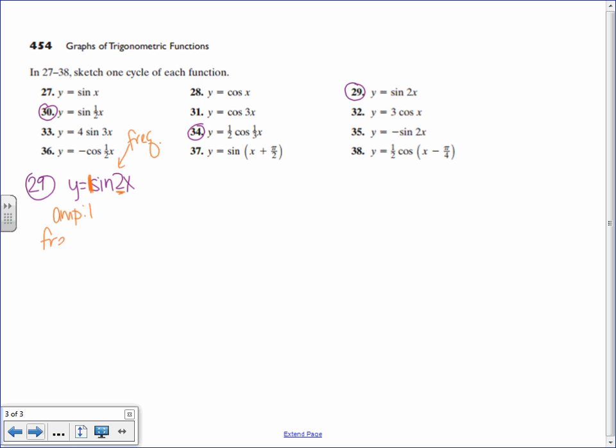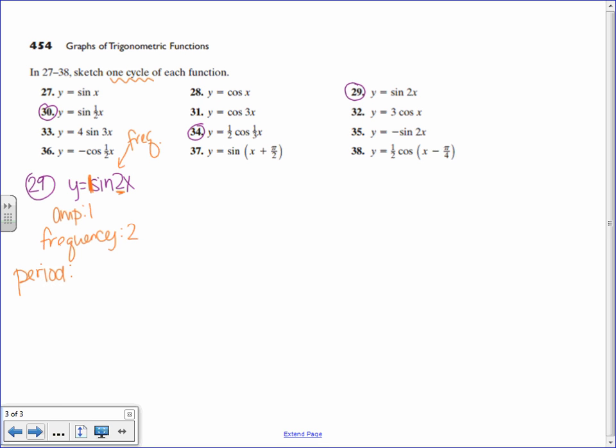So the frequency of this curve is 2. All right, so that means that by the time I go from 0 to 2 pi, this thing needs to happen twice. Remember, we can also figure out the period. The period is how long it takes for a curve to go through 1 cycle. And I need to know that because the directions tell me to only sketch 1 cycle.